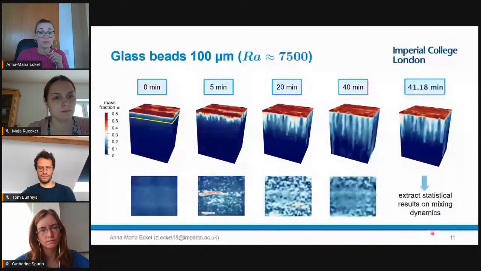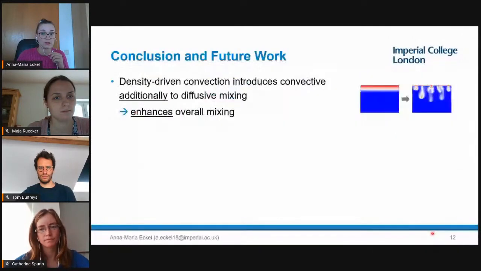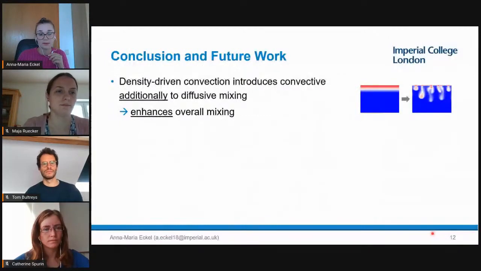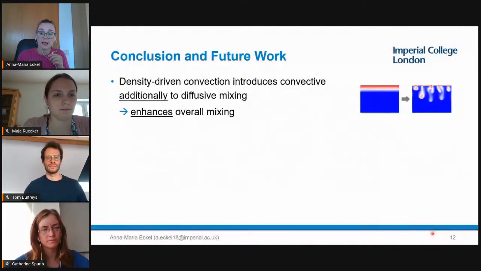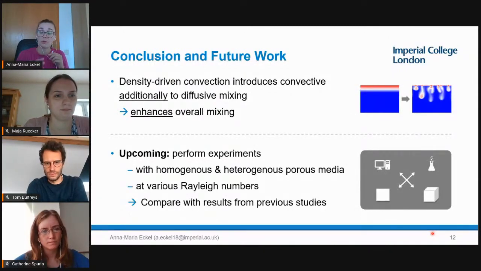Summarized in a few main points, we saw from the modeling work that density-driven convection does not only introduce convective mixing additionally to the diffusive mixing, but also strongly enhances the diffusive mixing concurrently. And further, we plan to perform experiments with homogeneous and heterogeneous porous media at various Rayleigh numbers, and we will compare the results with results from the literature.